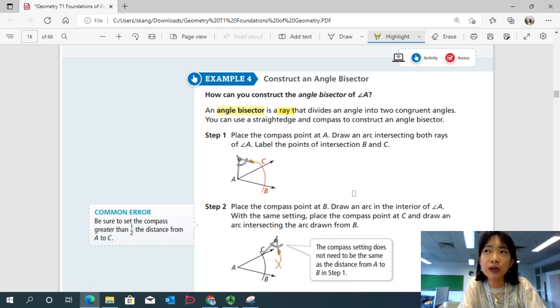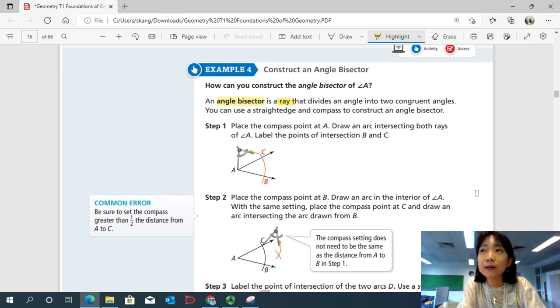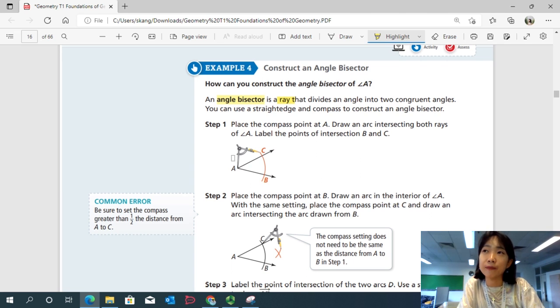So how do you use a straight edge and compass to construct an angle bisector? These are the steps. Step 1, you're going to place a compass point at A, and then draw an arc intersecting both rays of angle A. And then you're going to label the points of intersection B and C. Okay, so you have to draw an arc that intersects both of them.